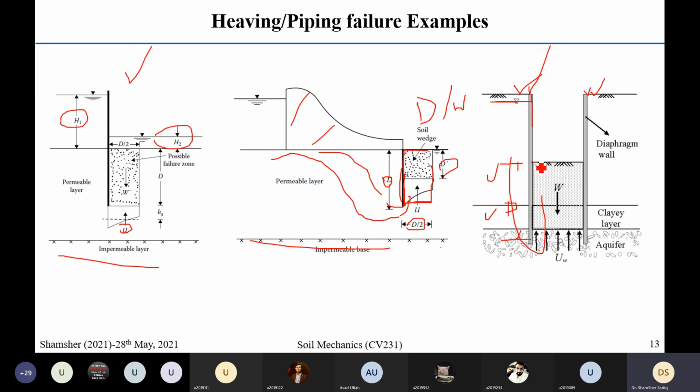Then you have to check the stability of this wedge. These are just examples. It's not that you can only check the stability of a sheet pile. You can apply this concept to any geotechnical problem where there is a possibility of upward seepage in permeable strata.